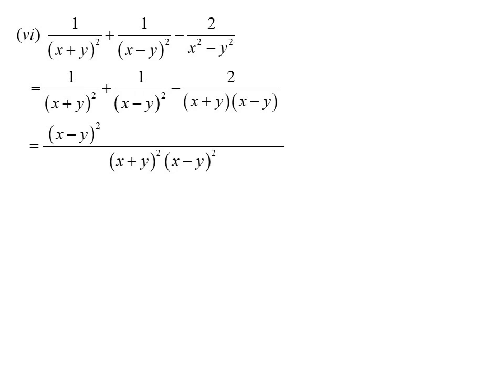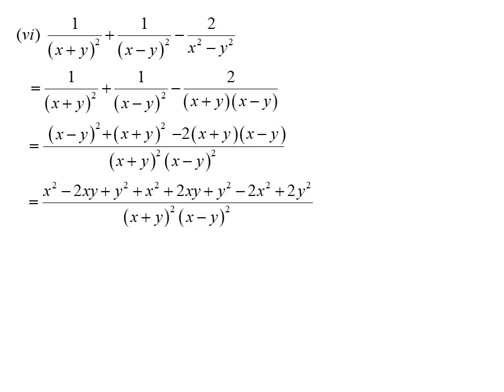Plus, what's different? X minus y squared, x plus y squared. X plus y squared is what's different. Put it down. Minus, what's different? Hang on, they were only to the power of 1. It's now to the power of 2. Therefore, I must have multiplied it by the power of 1. So x plus y, x minus y.